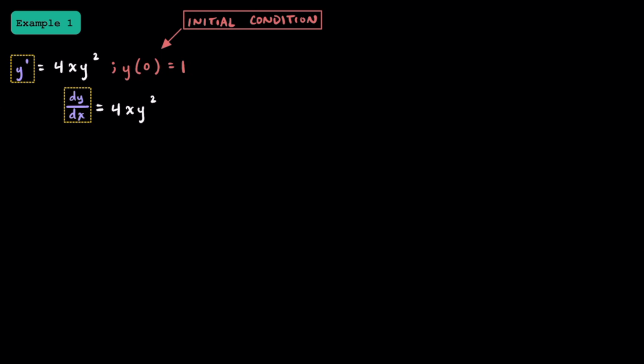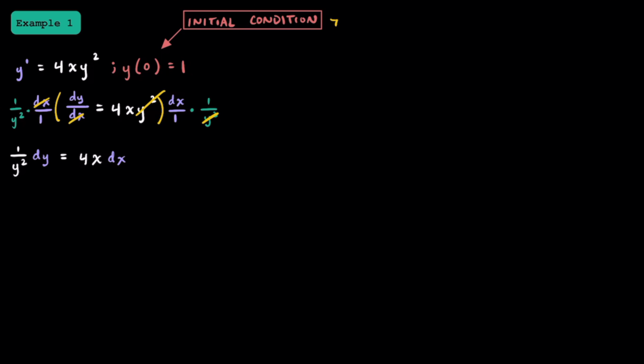Let's start by rewriting our y prime as dy over dx. Now to get all the x terms including dx on one side and to get all the y terms including dy on the other, we can start by multiplying both sides by dx, then multiplying both sides by 1 over y squared, or dividing both sides by y squared. In doing so, these dx's are going to cancel out on the left side, and these y squareds are going to cancel out on the right side. From that, we're going to get 1 over y squared dy is equal to 4x dx.